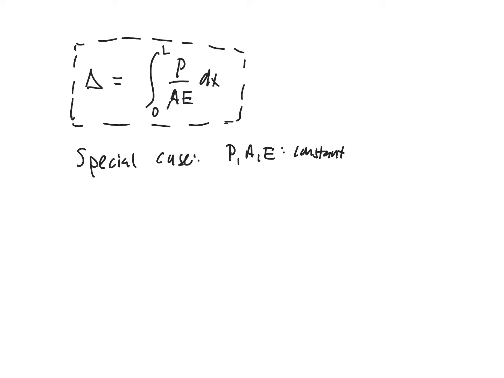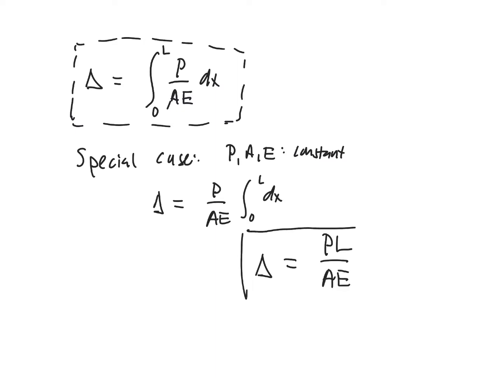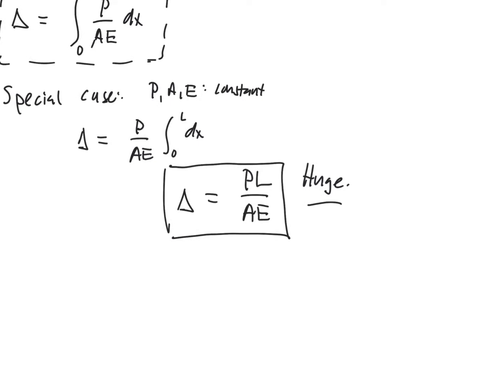And in that case, the integrand comes outside, and we are left with delta is P over AE times the integral from 0 to L dx. So that's just going to be x evaluated at the limits, and we get the big formula, which is delta is PL over AE. And that is huge. That is a monumentally important formula that you should clearly have committed to memory. So again, memorize, exclamation point. It's very important that you do that.